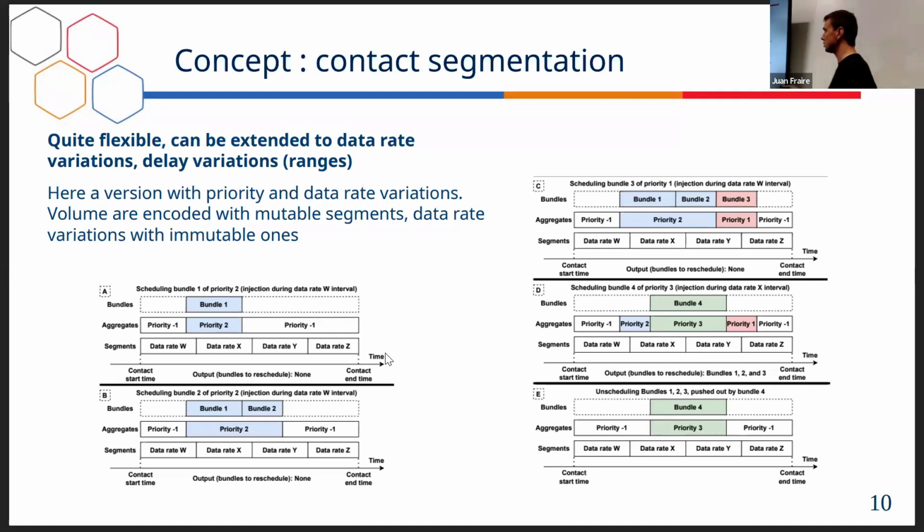And then for the priorities, well, we have mutable segments for aggregates to simplify the process a bit, and then we also store the bundles to be able to reschedule them. This can be way more evolved than the first example I showed.